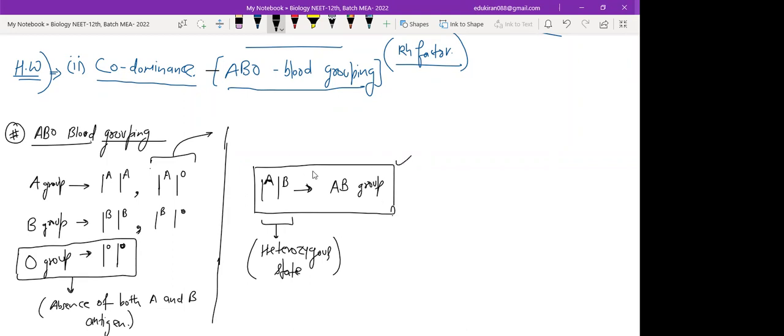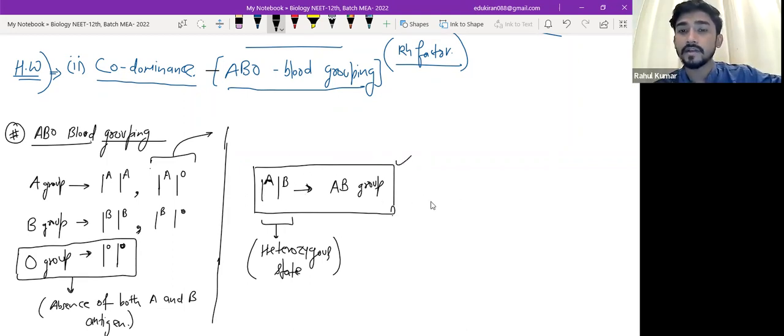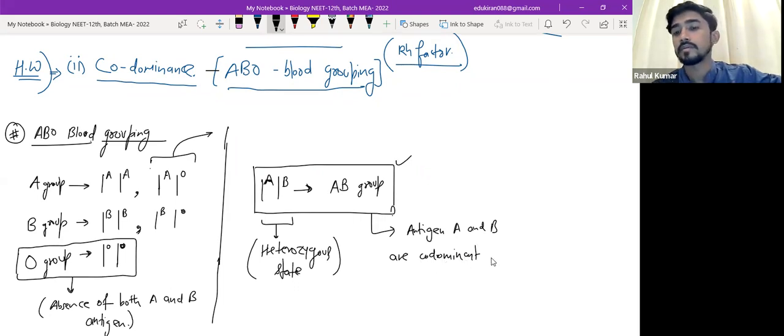Easy, right? So in human blood grouping, write down, antigen A and B are co-dominant with each other. Both are expressed in a heterozygous condition. Antigen A and B are co-dominant with each other. Both are produced, both are expressed.